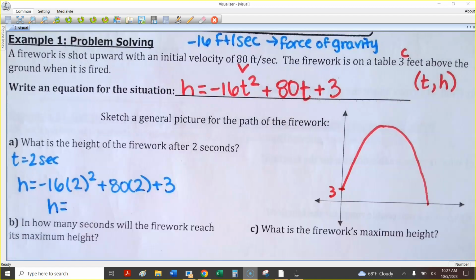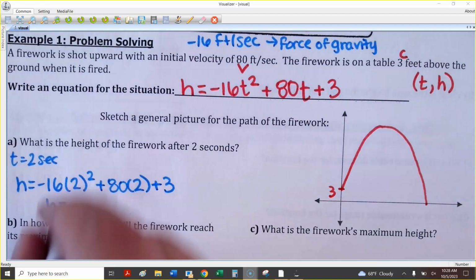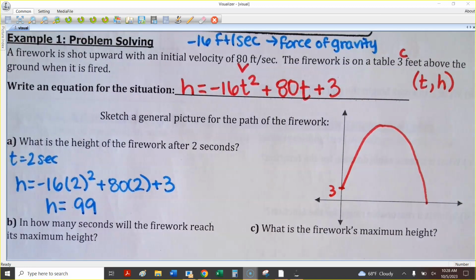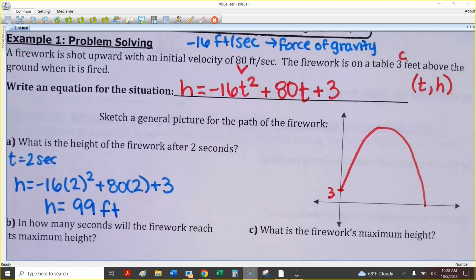Can anybody tell me, if you did that on your calculator, what should I get for my height of the firework? What'd you get? Yes, okay. Anytime you do any of these questions, if it starts with that negative 16 for the gravity, the height's going to be in feet, and the time is always going to be in seconds. So this will be 99 feet.